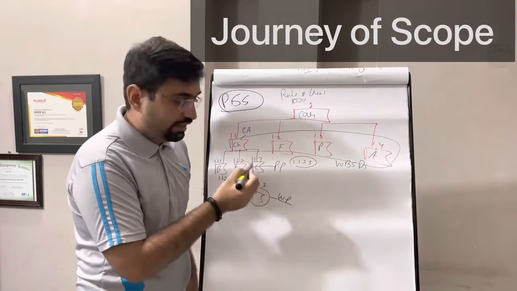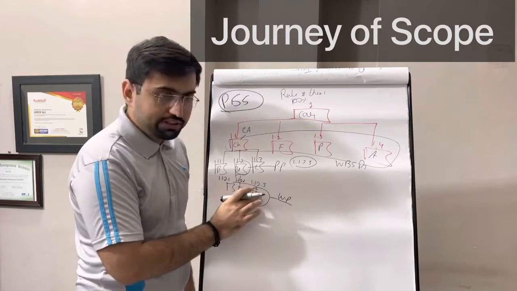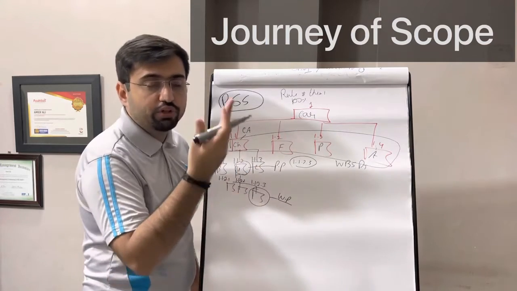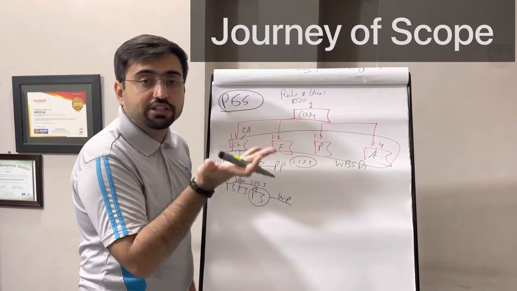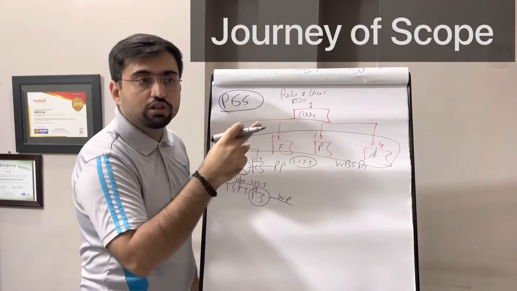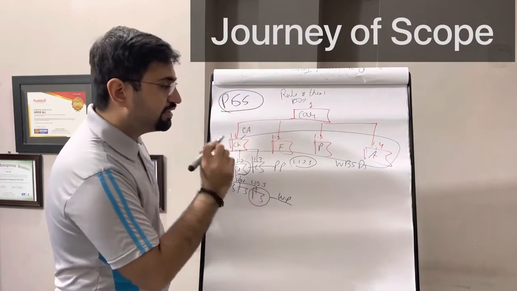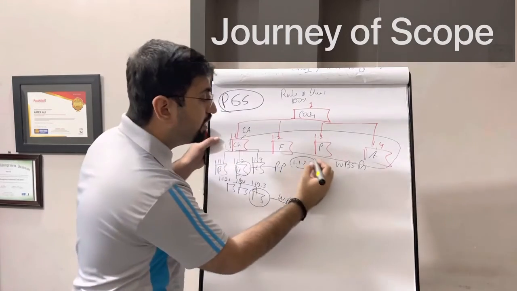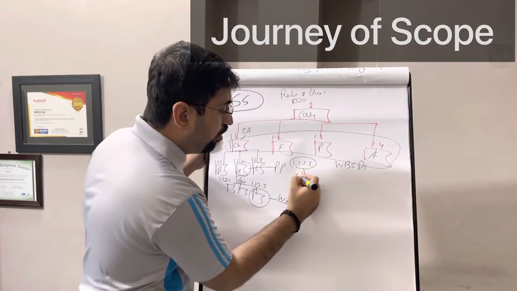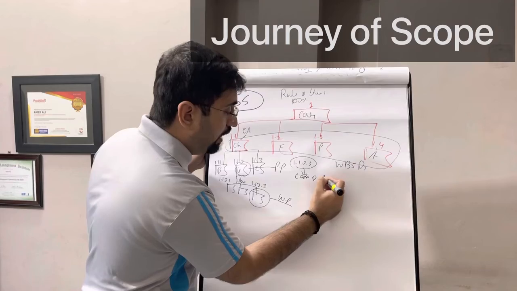Everything will be done in this. We are going to break down further. Here it is the lowest package, but we are going to break this work package into activities, basically sequence all these things, but that will come later. And this is a planning package. These numbers are called the code of account.